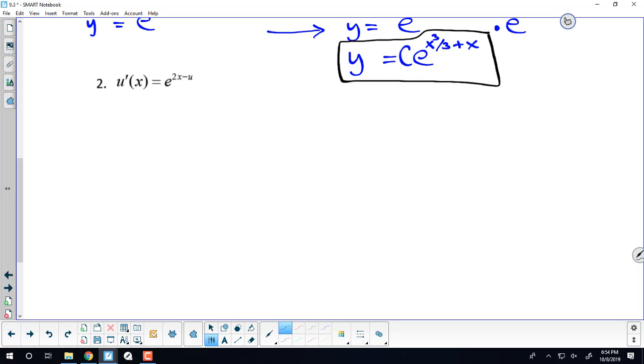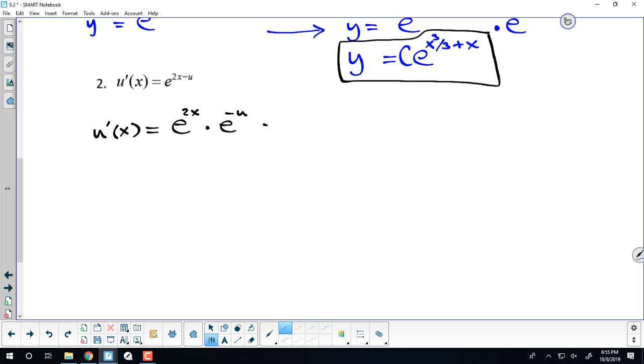Okay, so if we have u prime of x in example 2 equals e to the 2x minus u, how would we go about separating that, if we can even separate it? How would we write this? We would say u prime of x is equal to e to the 2x minus u. We want to split that up. It's e to the 2x times e to the negative u.